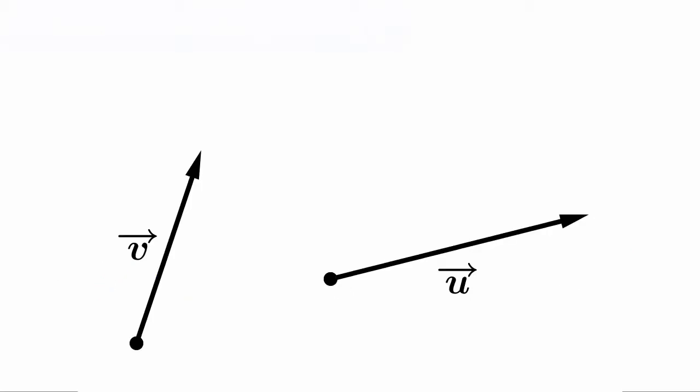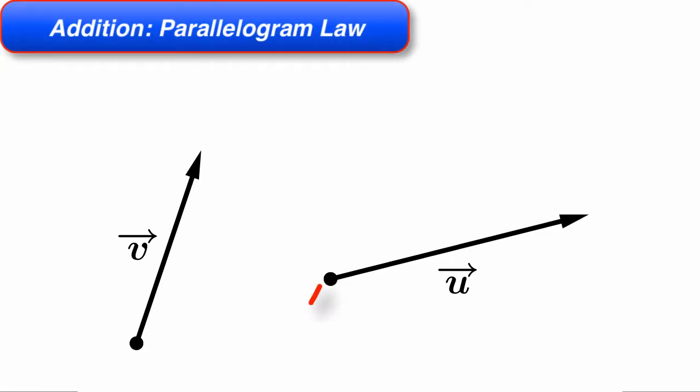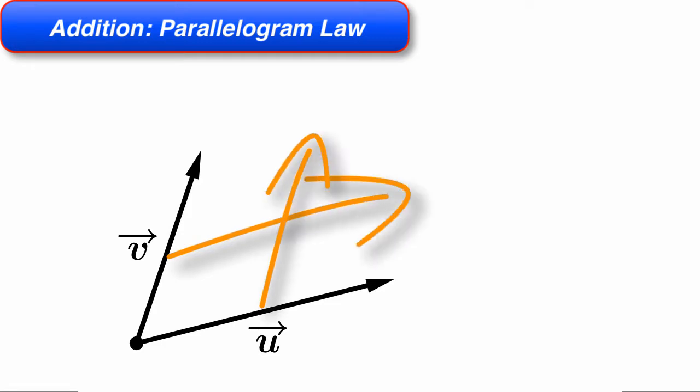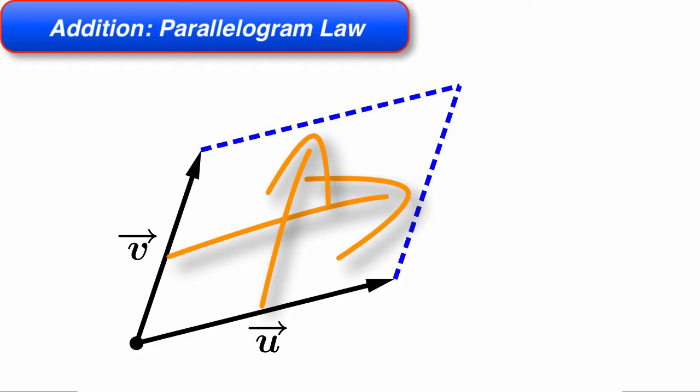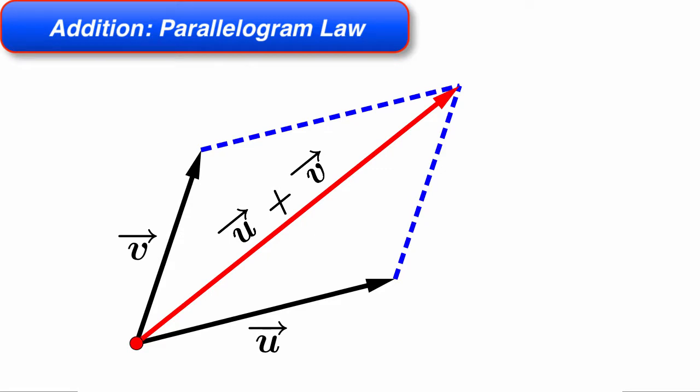Suppose we have two vectors, u and v. We can add these two vectors geometrically in two ways. The first way is through the Parallelogram Law. We first bring the two vectors together into one common initial point. Then we construct a parallelogram spanned by these two vectors, where the sides have magnitudes and directions corresponding to the two vectors as shown. The addition u plus v is the vector in the direction of the diagonal as shown.